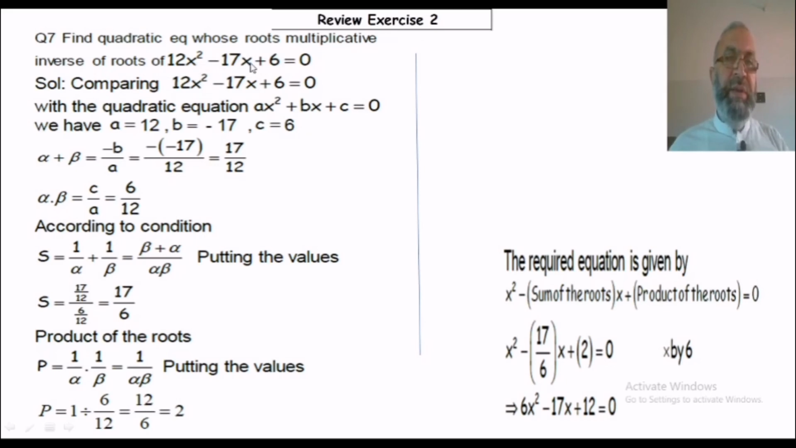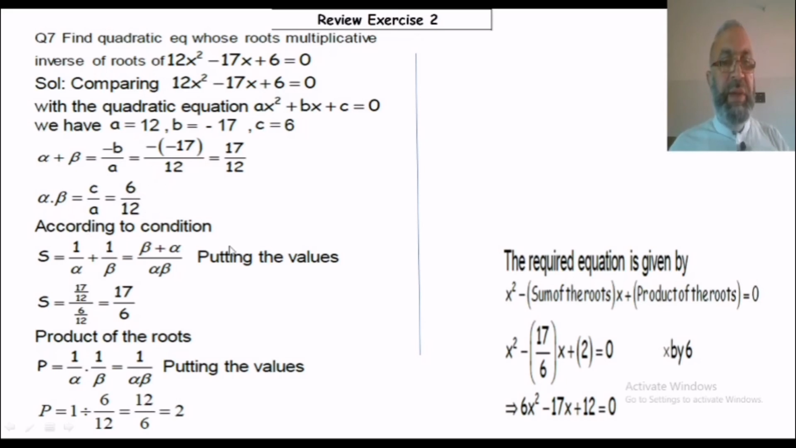So if alpha and beta are the roots of this given equation, first of all we compare it with the standard form of a quadratic equation, getting a is equal to 12, b is minus 17, c is equal to 6. Then the sum of the roots is minus b by a. Putting the values, we get 17 by 12. The product of the roots is c by a. Putting the values, that becomes 6 by 12. Simplifying, we get 1 by 2.